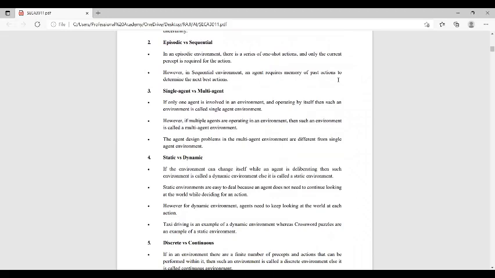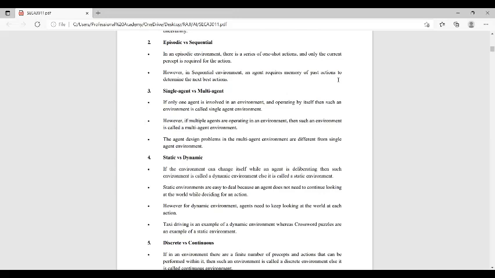The next category is episodic and sequential. An episodic environment means there is a series of one-shot actions, and only the current percept is required for the action. It only gets the current input for making the action. Whereas a sequential environment needs memory to save past actions and determine the best solution by using those past actions. That is called a sequential environment.